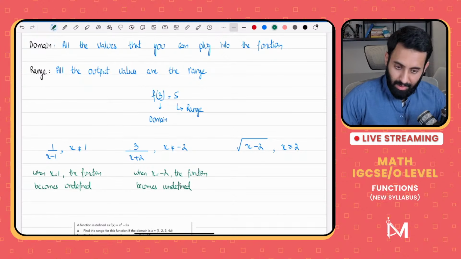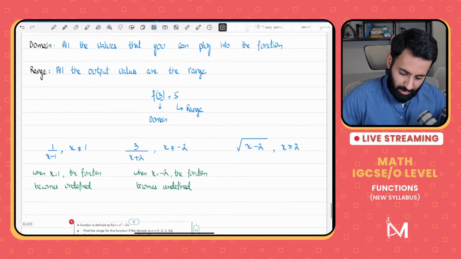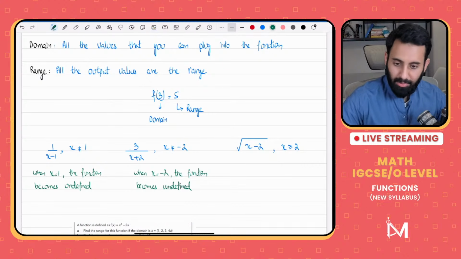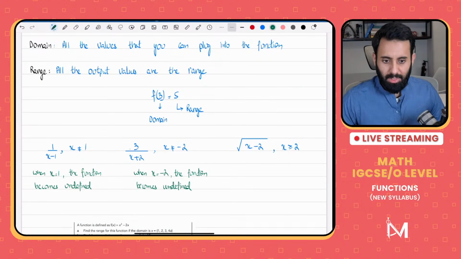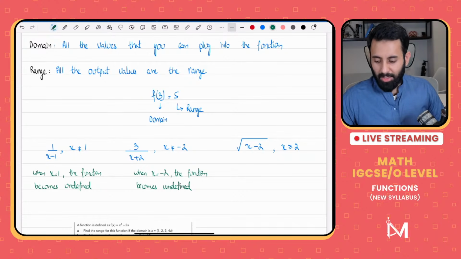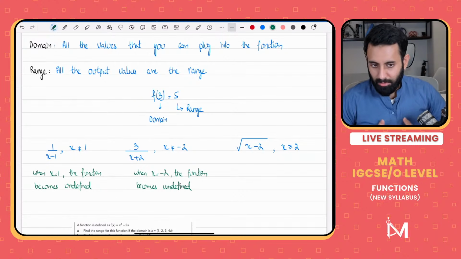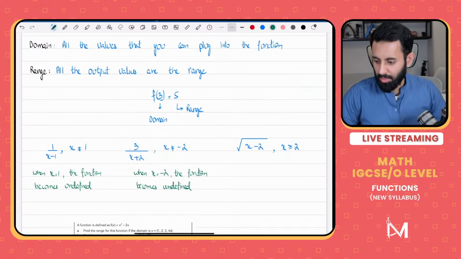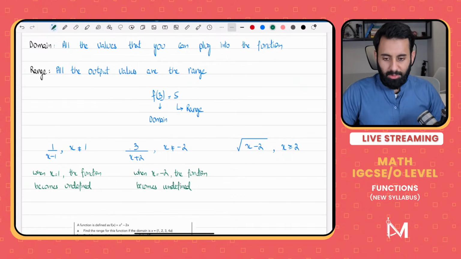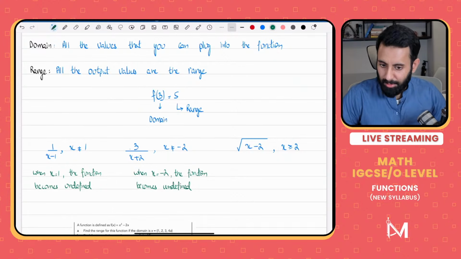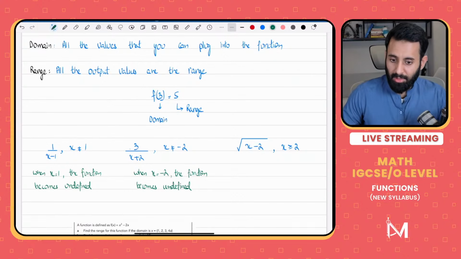Here, why is it that x should be greater than or equal to 2? Anyone who'd like to answer this question, just use your common sense. Why is it that x should be greater than or equal to 2? What happens if I plug in, let's say 1? What's wrong with that? What if I plug in 0? 0 minus 2 is minus 2, what's the square root of minus 2? Same problem, the function becomes undefined.